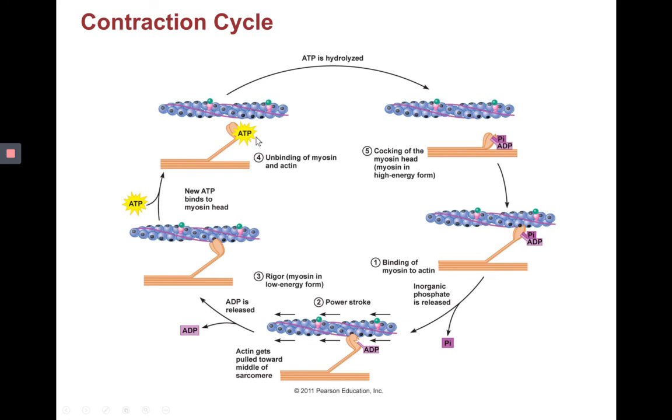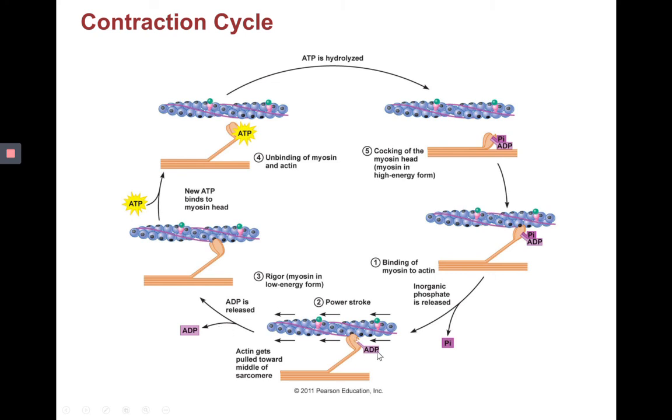So ATP binds and is broken down, which puts myosin in the cocked position, which is a high energy form. As that high energy form deteriorates, myosin binds to actin. Then the inorganic phosphate is going to be released. And when inorganic phosphate is released from the myosin head, that causes the power stroke, or the pivot, where myosin moves forward, thereby moving actin forward, or towards the center of the sarcomere.